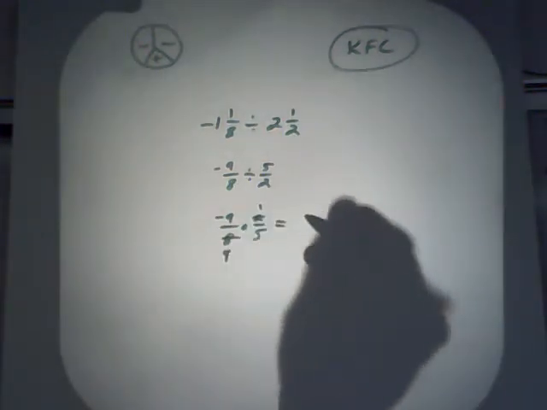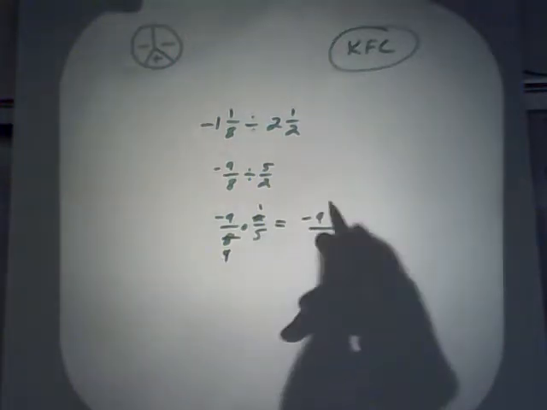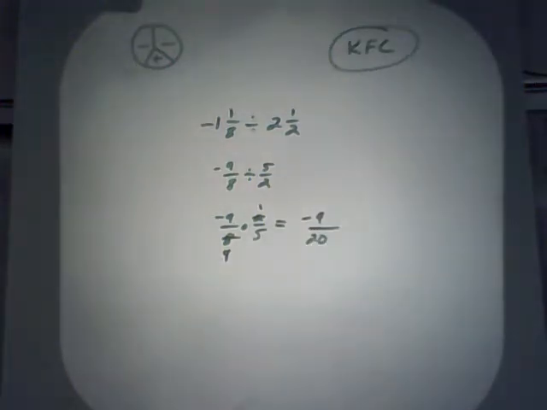Negative 9 times 1 is negative 9. 4 times 5 is 20. Am I okay with that? Is the top bigger? No. I don't have to tip it over and divide. I'm done. Negative 9/20.